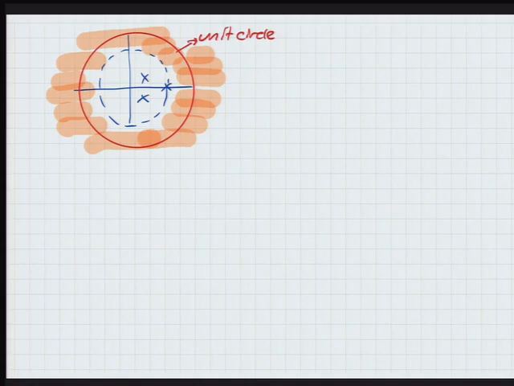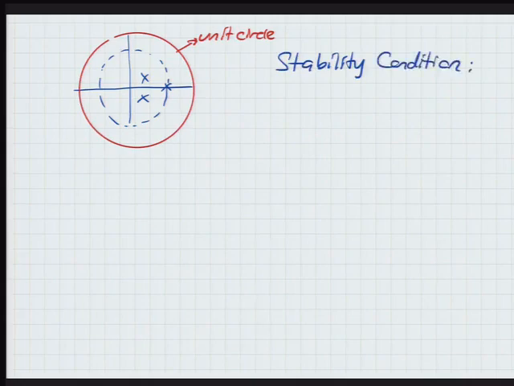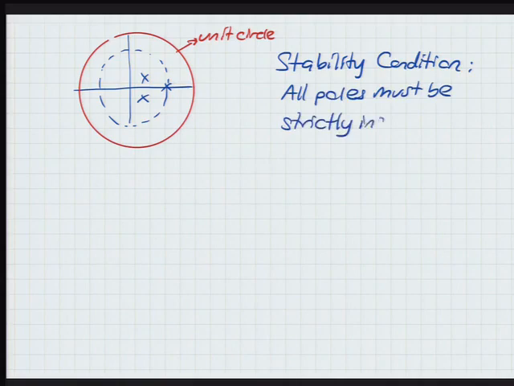All right? So then if you look at the picture and forget about the ROC, just erase from your memory the ROC, what are we left with? Where are the poles relative to the unit circle? They're inside. Okay, so ROC played an intermediate role to help us derive a condition. So the stability condition, therefore, is that all poles must be strictly inside the unit circle.